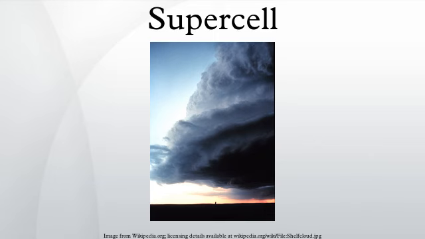Structure of a supercell: overshooting top. This dome feature appears above the strongest updraft location on the anvil of the storm. It is a result of a very powerful updraft.